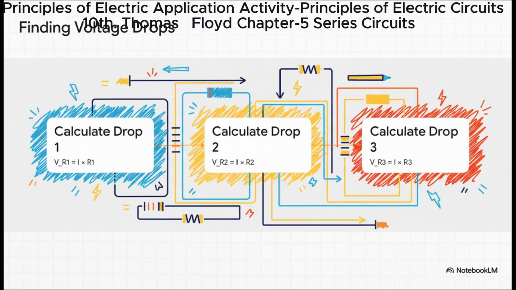All right, once you've got that magic number, the total current, the rest is actually pretty simple. You just apply Ohm's law again, but this time you do it for each resistor one by one. So the voltage drop across the first resistor, R1, is just that total current times R1's resistance. The drop across R2, same current times R2. And you just keep doing that for every resistor in the loop.